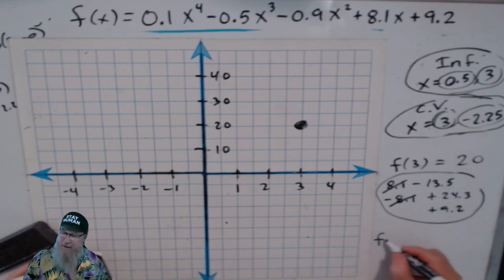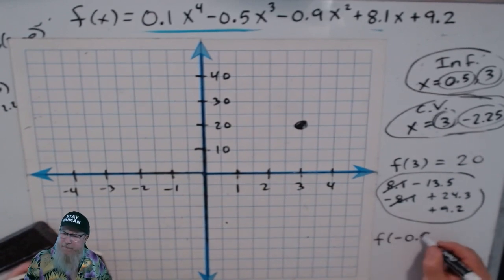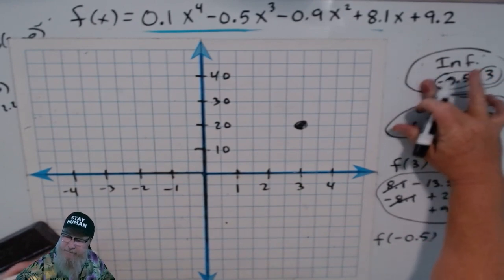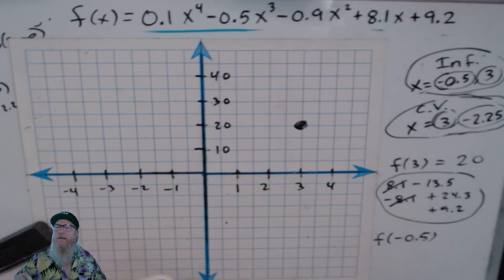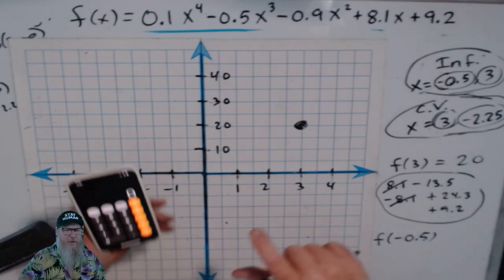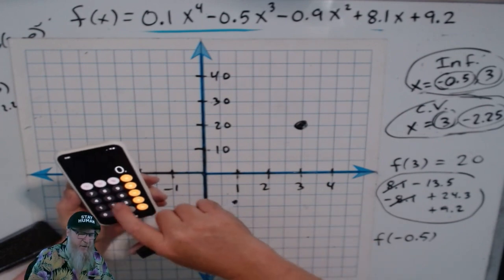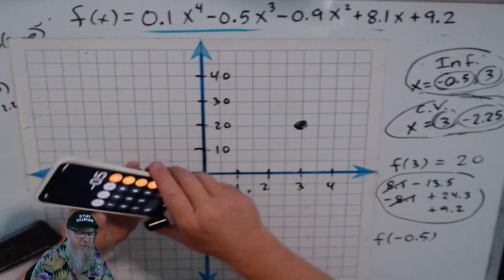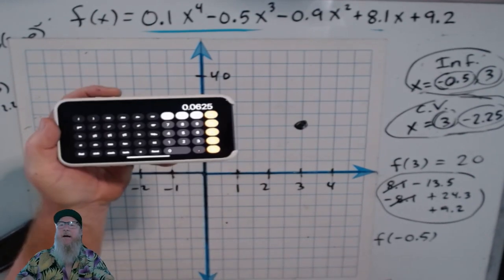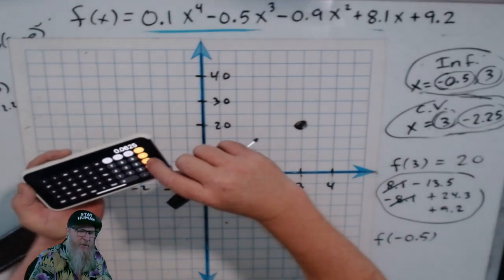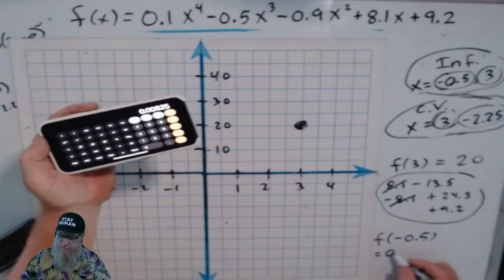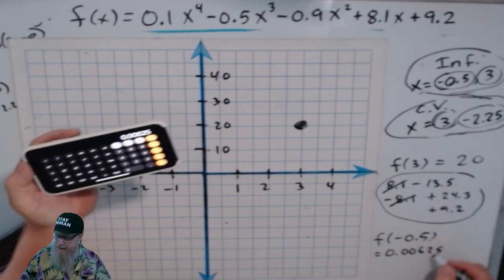Let's do f of negative 0.5. That's supposed to be a negative 0.5. All right. This is rather exhausting of a method. Negative 0.5 to the 4th power. I guess it doesn't matter that it's negative. It's going to come out positive anyway. And then times 0.1. That's very, very small. 0.00625.